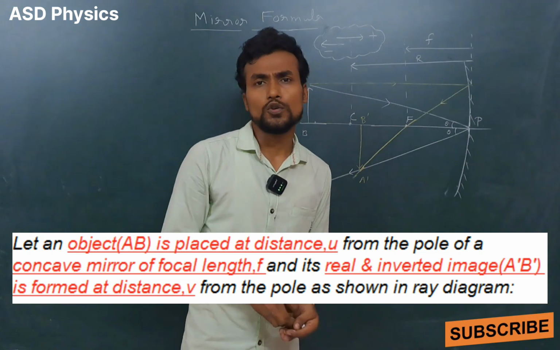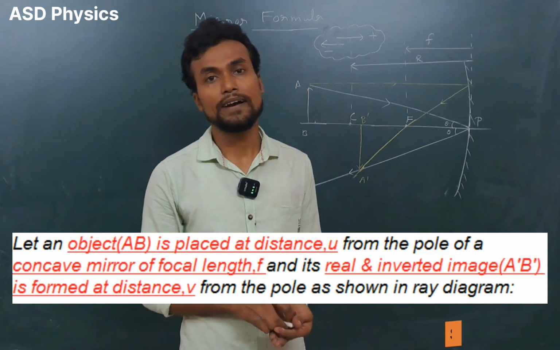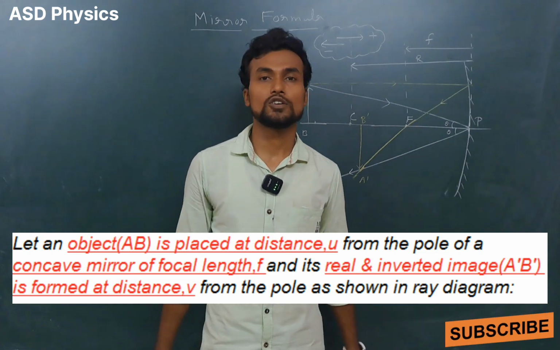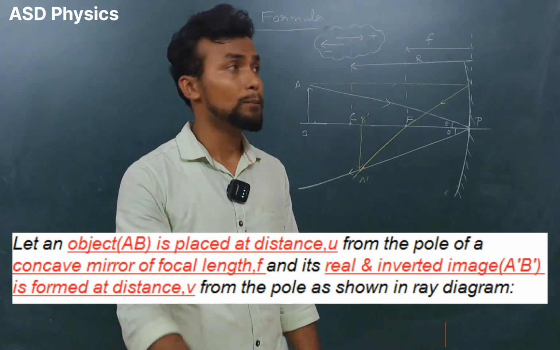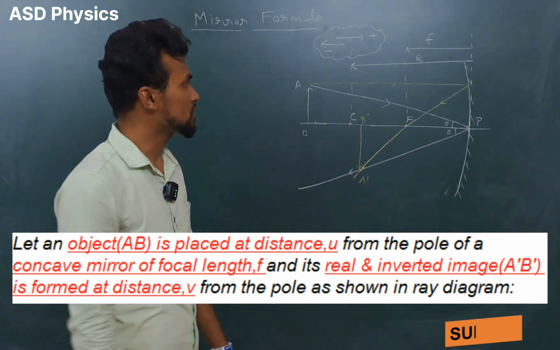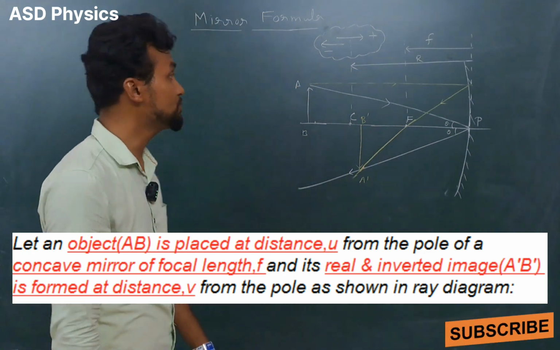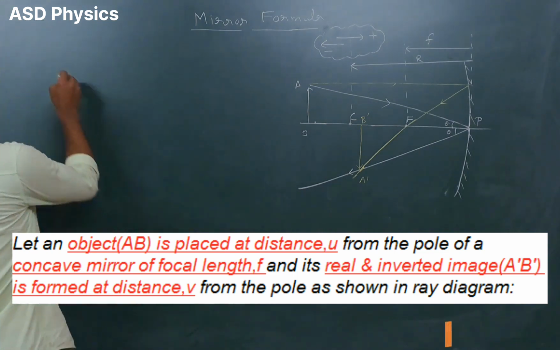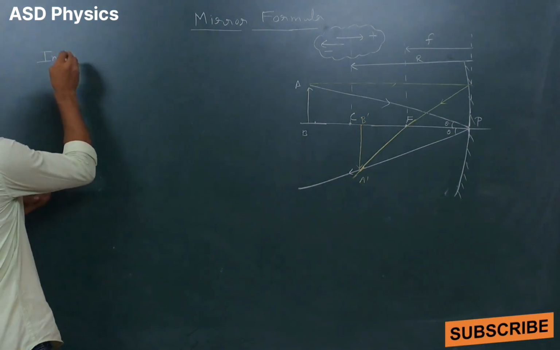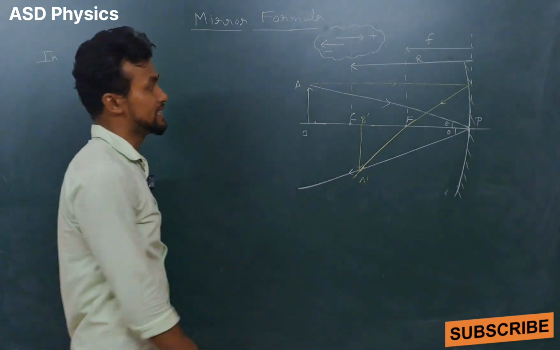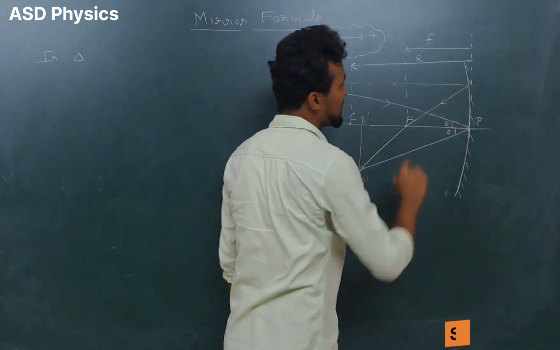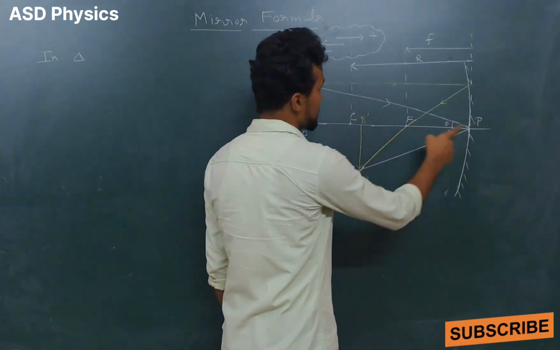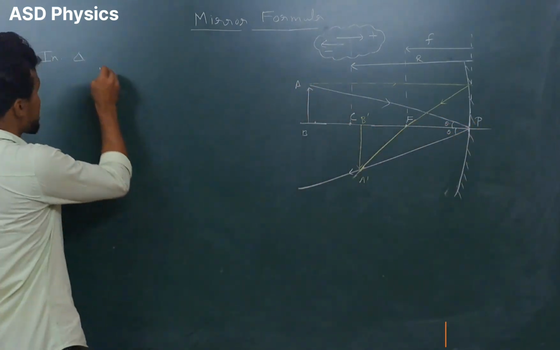When we write the derivation, we have to write the introduction, which will appear on your screen, and here we will only do the mathematical part. So first we are going to take some triangles by similarity. First I am going to take the triangle. In triangle ABP and A dash B dash P, see it very well. Which triangle am I talking about here?